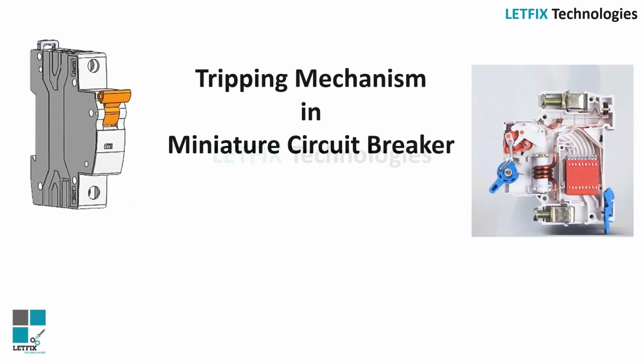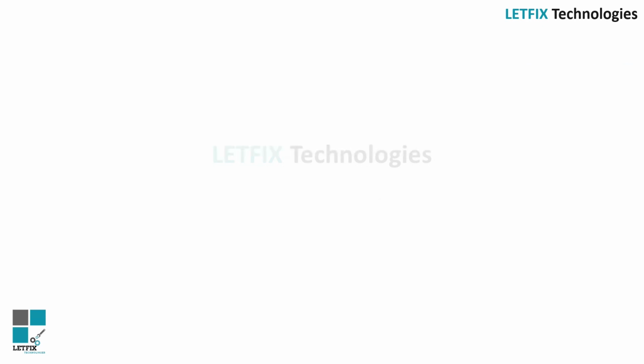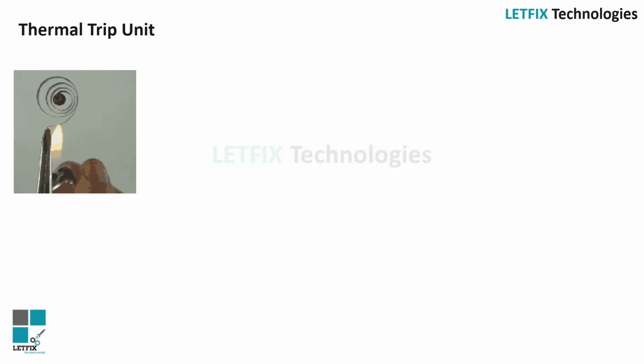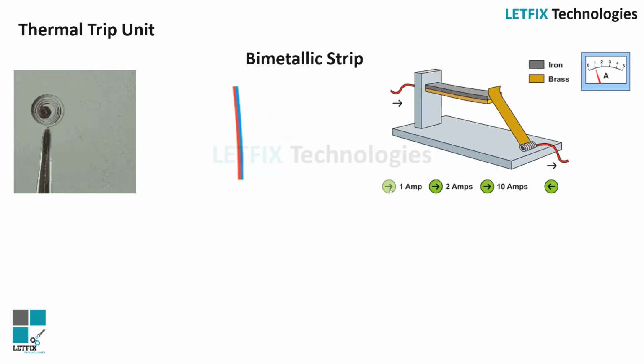Tripping mechanism in miniature circuit breaker. The mechanism comprises two units: thermal tripping and magnetic tripping. Thermal trip unit. The thermal trip unit protects against overload currents. The thermal unit is based on a bimetal element located behind the circuit breaker trip bar and is part of the breaker's current carrying path.